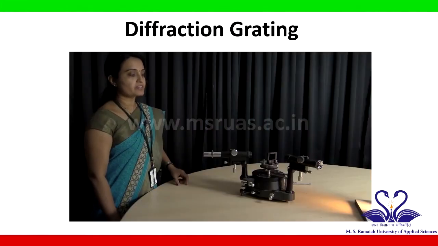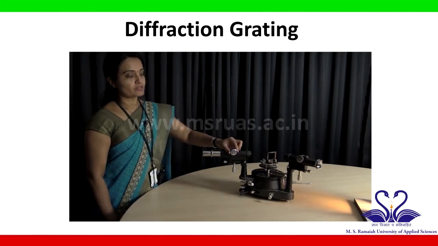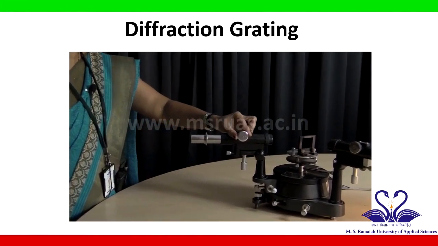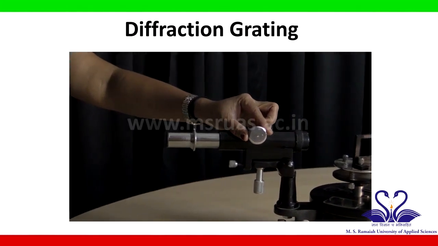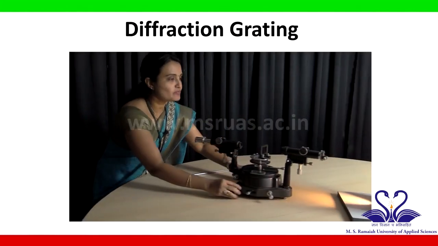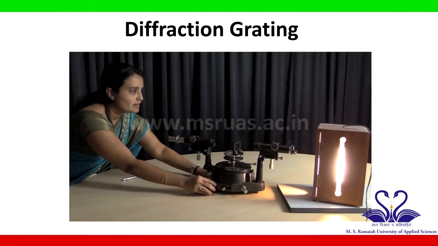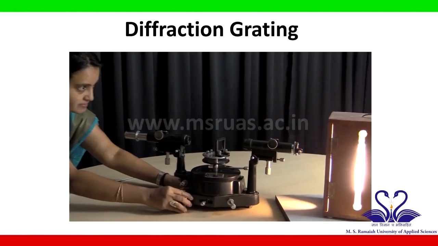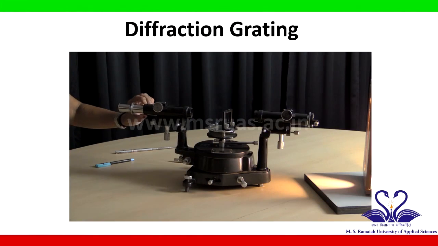This adjustment of the telescope sets the telescope to receive parallel rays. Care should be taken to see that the tangential screw is not disturbed throughout the experiment. Next, the spectrometer is moved towards the mercury vapor lamp and the collimator is adjusted to the source. Bring the telescope in line with the collimator.